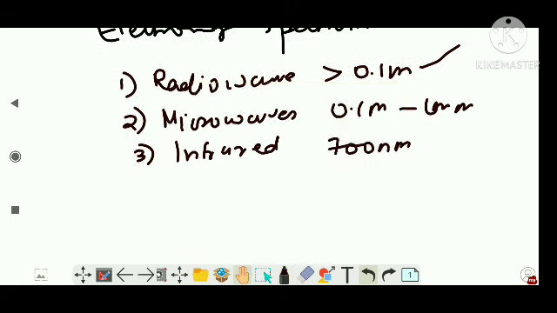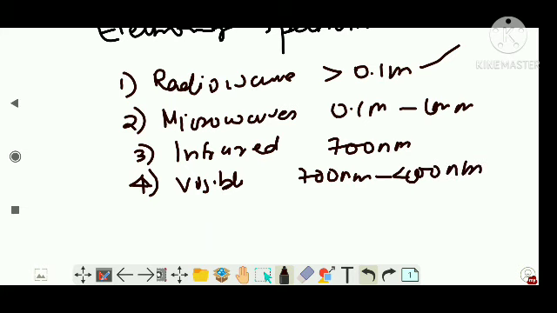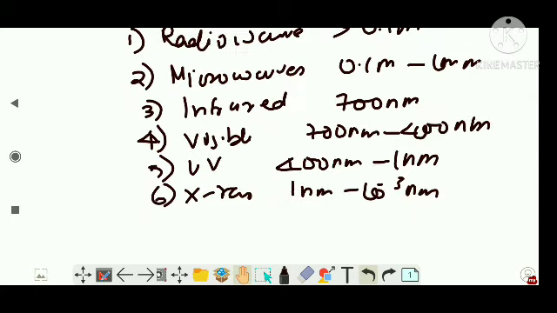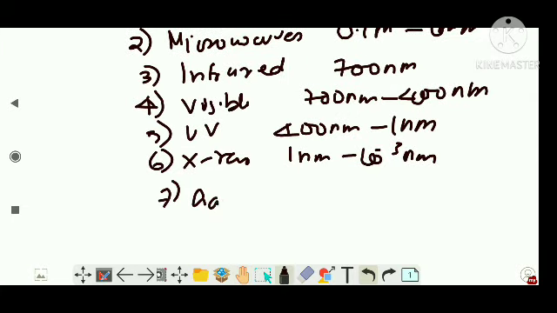The fourth one is visible light, from 700 nanometer to 400 nanometer, clear? The fifth one is ultraviolet, UV, from 400 nanometer to 1 nanometer. The sixth one is X-rays, from 1 nanometer to 10 to the power minus 3 nanometer. The seventh one is gamma rays, with range less than 10 to the power minus 3 nanometer. So the least wavelength is gamma rays and the highest wavelength is radio waves.